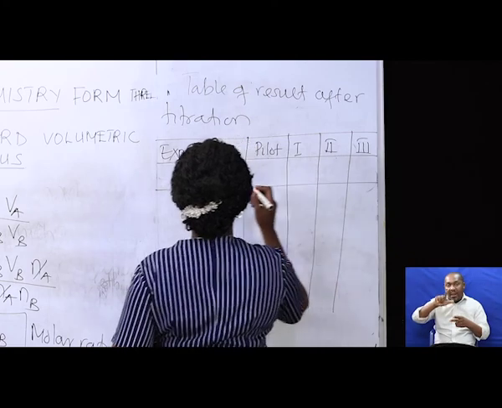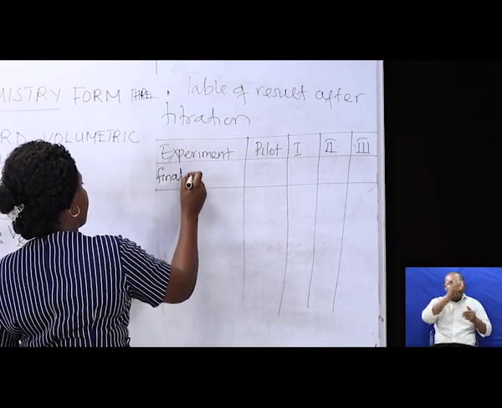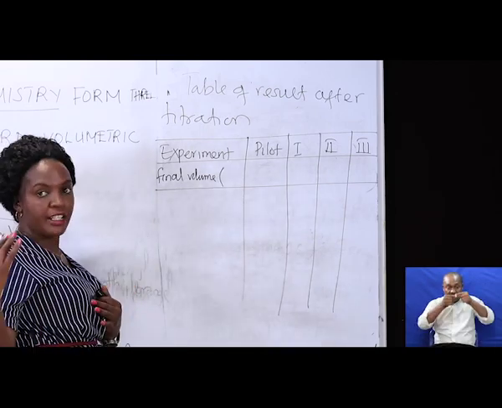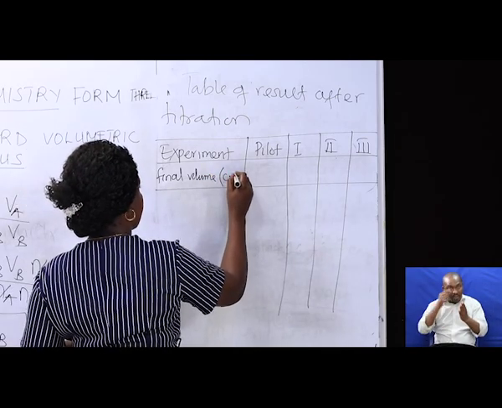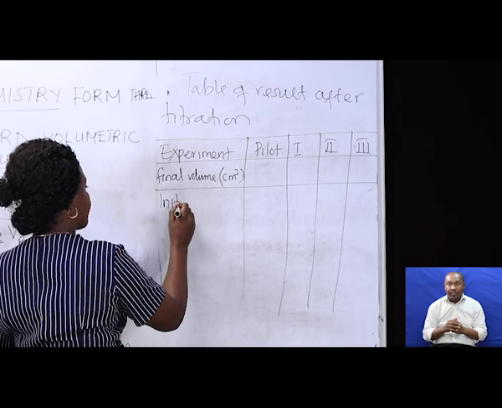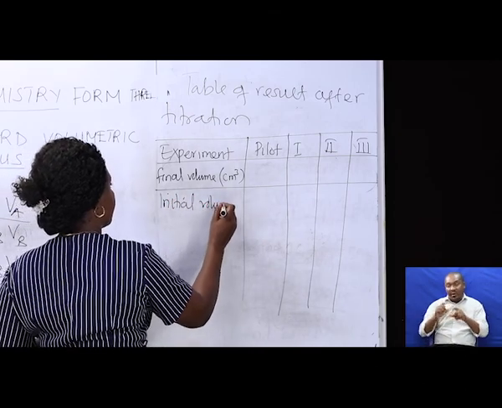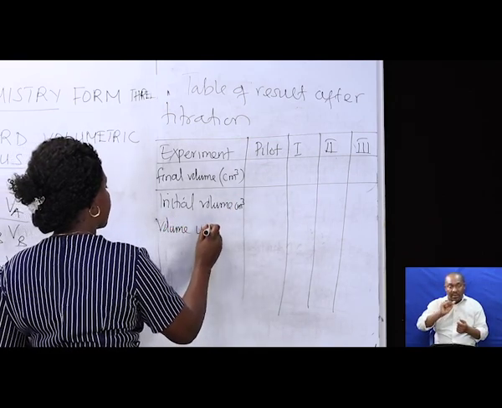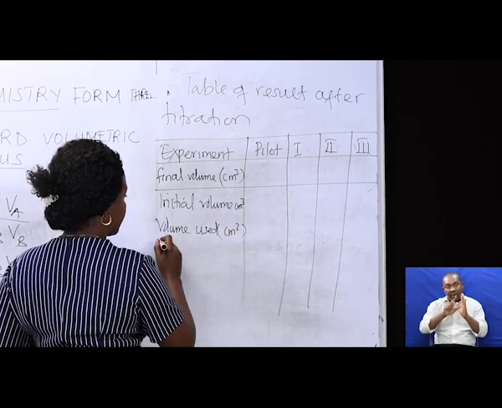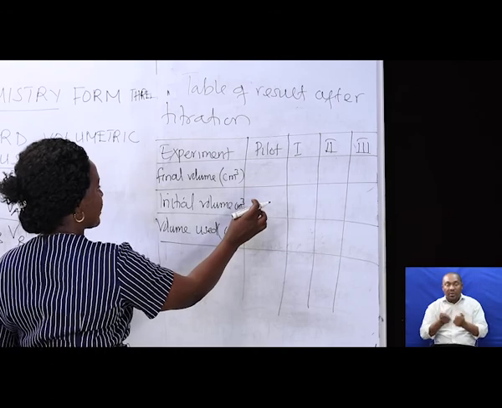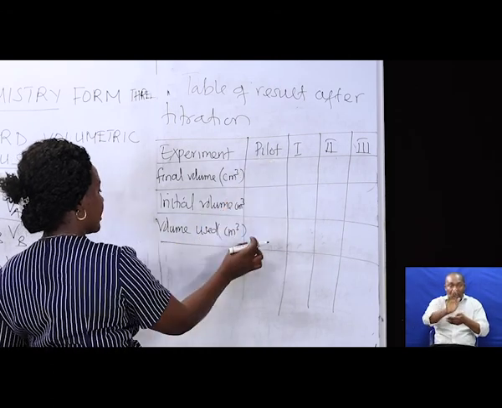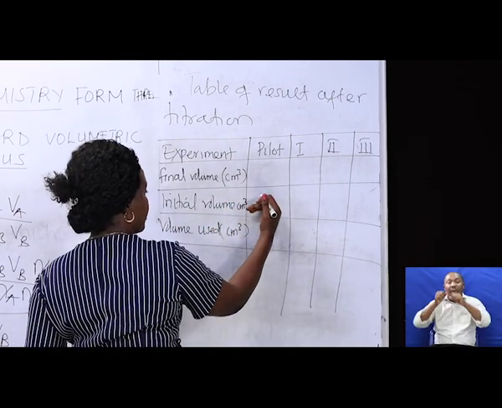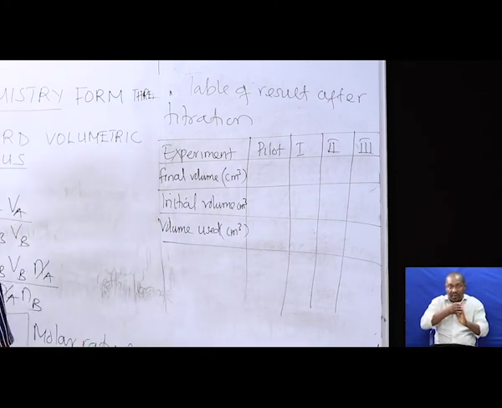The first one is known as final volume. The last one you read after the titration process, when you reach the end point, it must be in cubic centimeters. Then you must have initial, where you have started. Initial volume in cubic centimeters. The last one is volume of first used, volume used, also in cubic centimeters. So when you record the data, you'll be starting with the initial, going to final. To get the volume used, you must take the final minus the initial. You'll be getting the volume used.